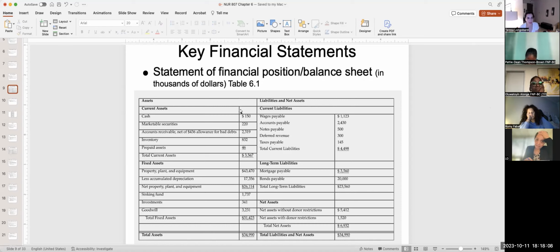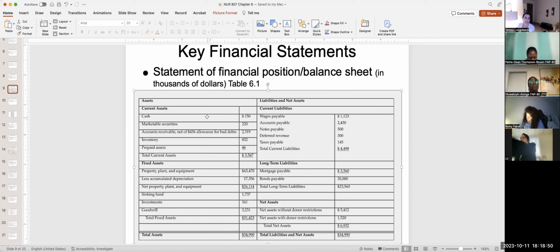So these are in thousands of dollars. It means just add three zeros at the end of everything. Looking at assets and liabilities on both sides, the items are included in order of liquidity. So what does liquidity mean? Liquidity means whatever assets you have that you can turn quickly into cash, or available cash that you can spend immediately. So liquidity refers to the ability to convert the asset into cash. Cash is the most liquid because cash is cash, and that's on the top. So there's $150,000 of cash.